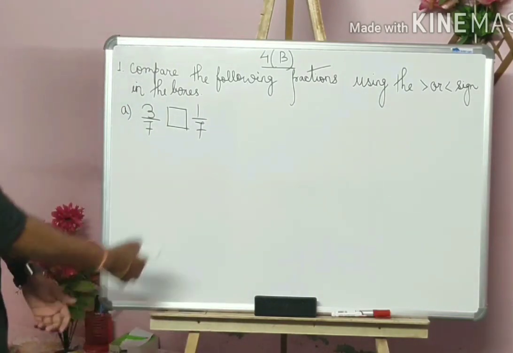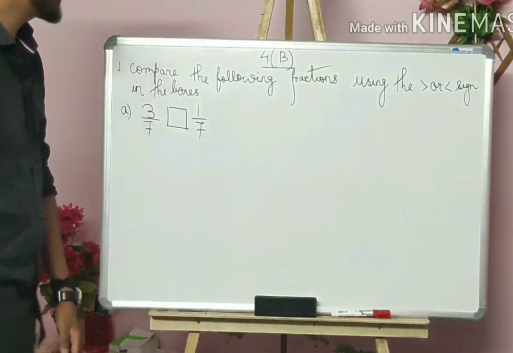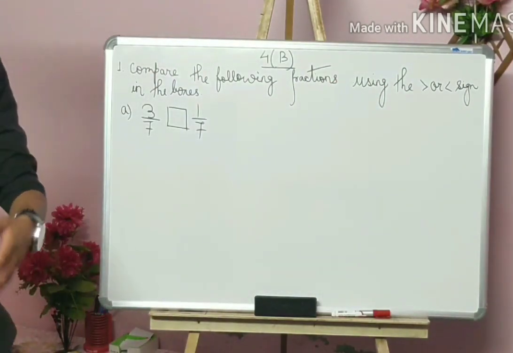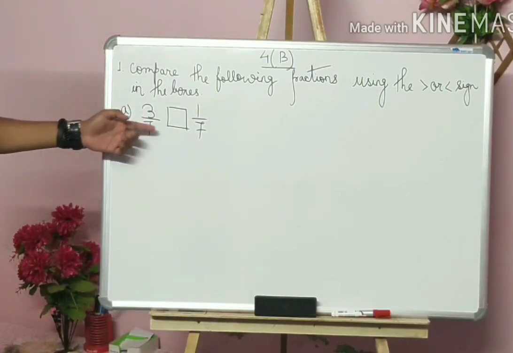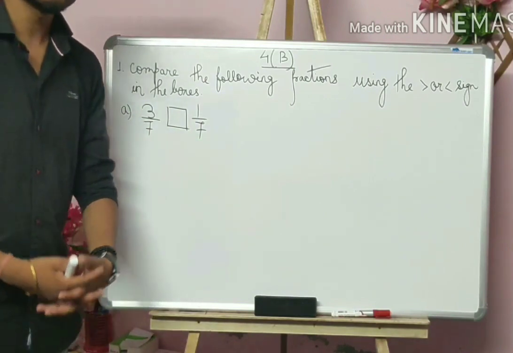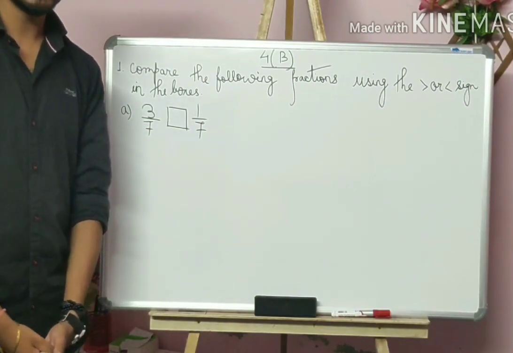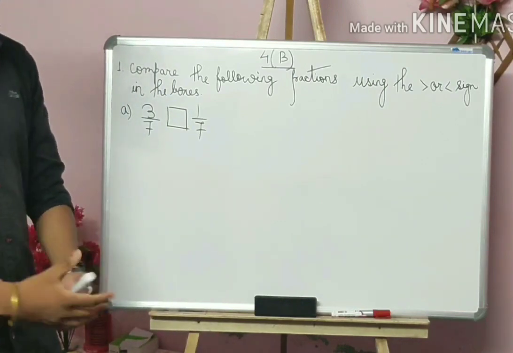You can see here: compare the following fractions using the greater than or less than sign in the boxes. That means we have to compare these fractions, 3 by 7 and 1 by 7, and find which one is greater. There are two ways to do it. First of all, let's begin with the first way.